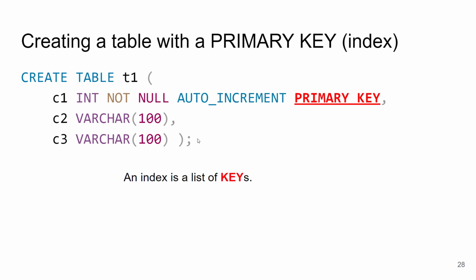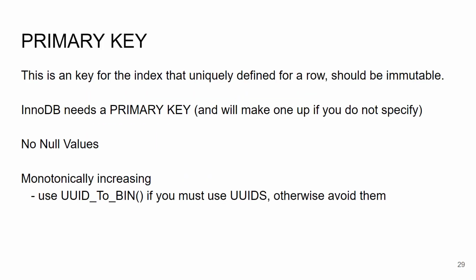Now, an index is a list of keys. And you'll hear key and index used interchangeably. Also, we interchangeably use schema and database in the MySQL world, just common parlance for us. Now, the primary key is a key for the index that is uniquely defined for a row.